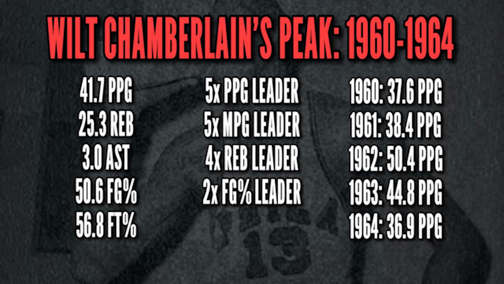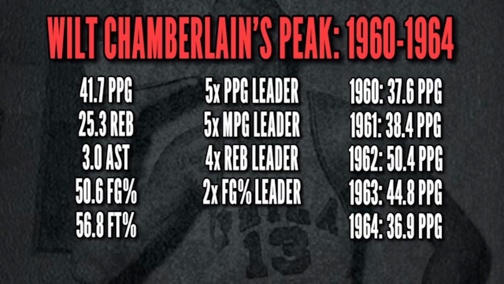And Wilt's peak was from 1960 to 1964. And during this time, Wilt put up some godlike numbers. During this 5-year stretch, he averaged 41.7 points per game, 25.3 boards, 3.0 assists, on 50.6% shooting.